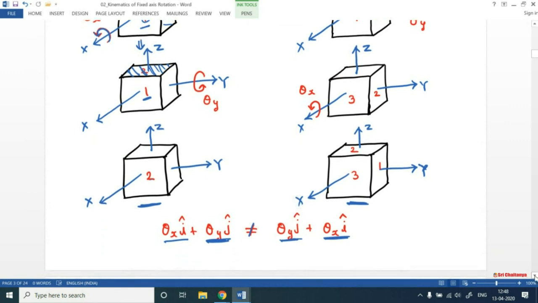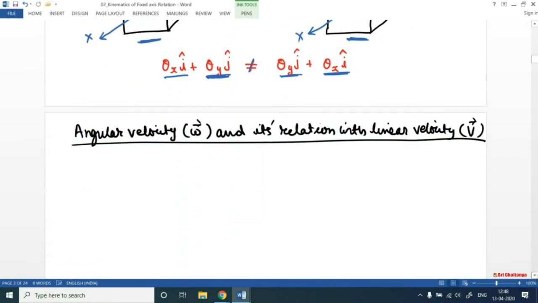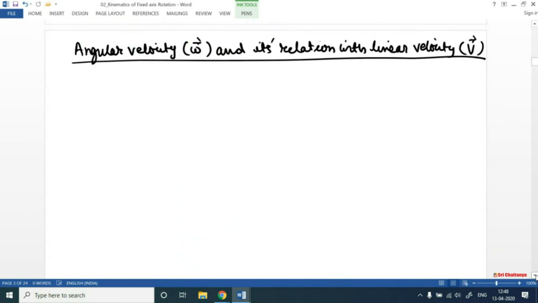So having discussed that, let's get on to another concept. Since we have defined angular displacements, now let's talk about angular velocity, and then we will talk about its relation with linear velocity as well. Angular velocity, omega, is defined as the rate of change of angular position, or you can simply say angular displacement per unit time. So omega is defined as d theta by dt simply.